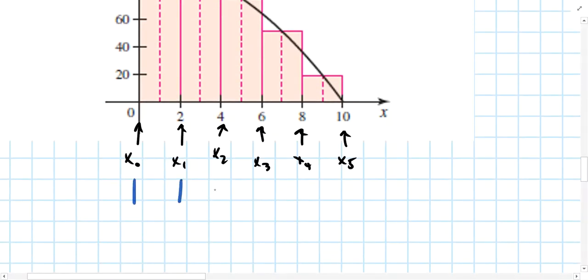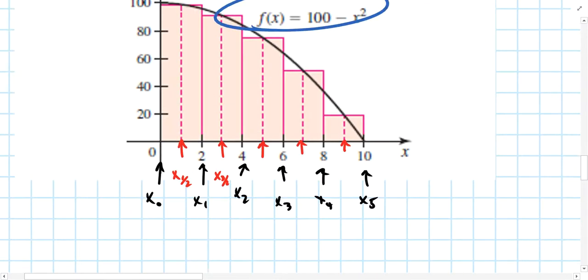And for the left-hand sums, we would have used these 5 positions. For our right-hand sums, we would have used these 5 positions. But for our midpoints, those occur exactly in the center. So that's why I called this the 1/2 position, or the 3/2 position, and so on. So the location of these with regards to the subintervals are landing in between these nice integer subscripts.